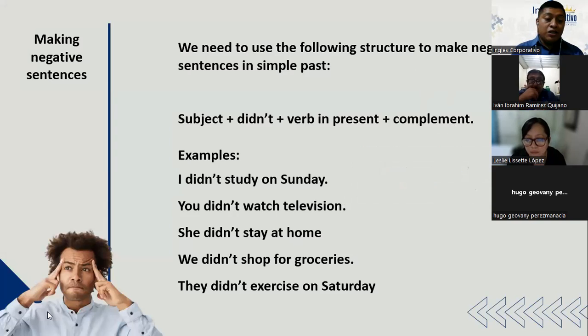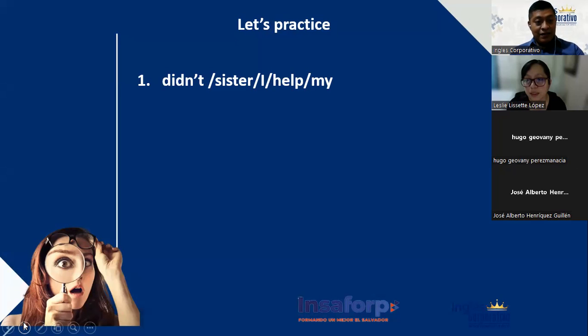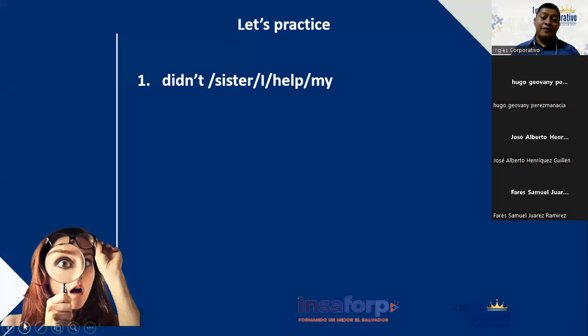Questions? No question in this part? No? Okay, nice. Can you help me please order these words to make a sentence in simple past? I didn't help my sister. Excellent. Qué mal hermano. No le ayudé a mi hermana. I didn't help my sister. Let's see number two.